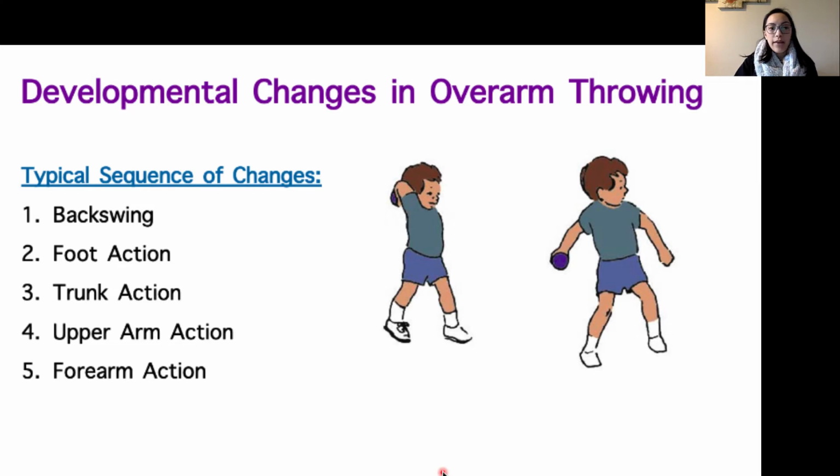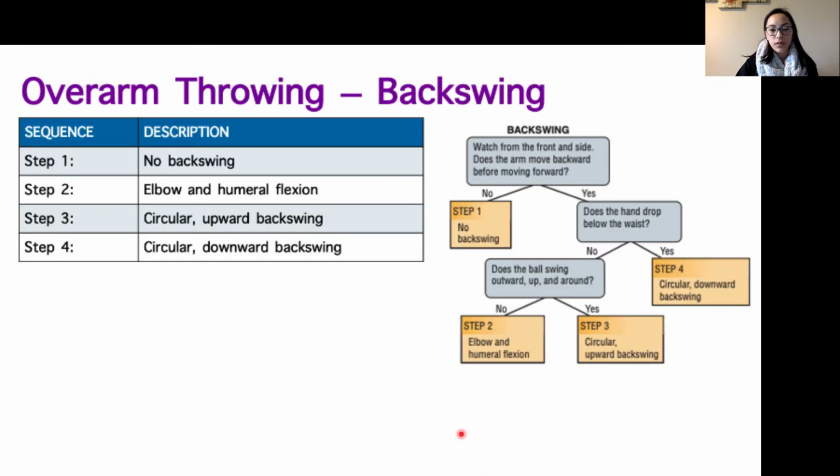So when we look at the developmental changes in overarm throwing, there's 5 body actions that we consider, and there's a certain or general sequencing of events that will occur as someone becomes more proficient. So these are backswing, foot action, trunk action, upper arm action, and forearm action. We'll first look at the backswing, which has 4 steps in the developmental sequence.